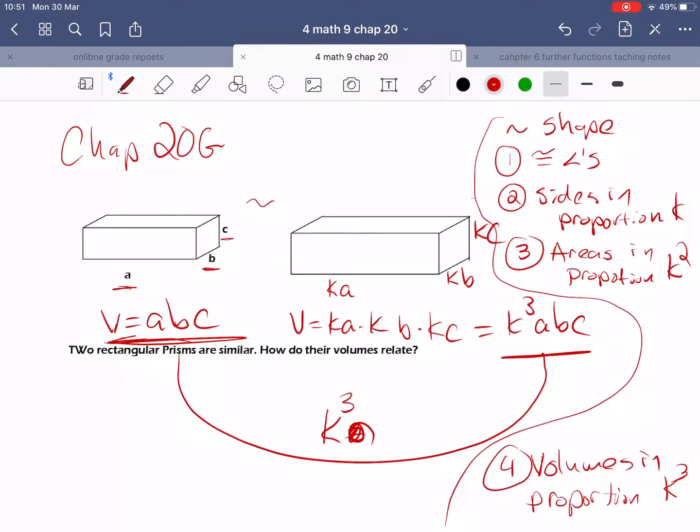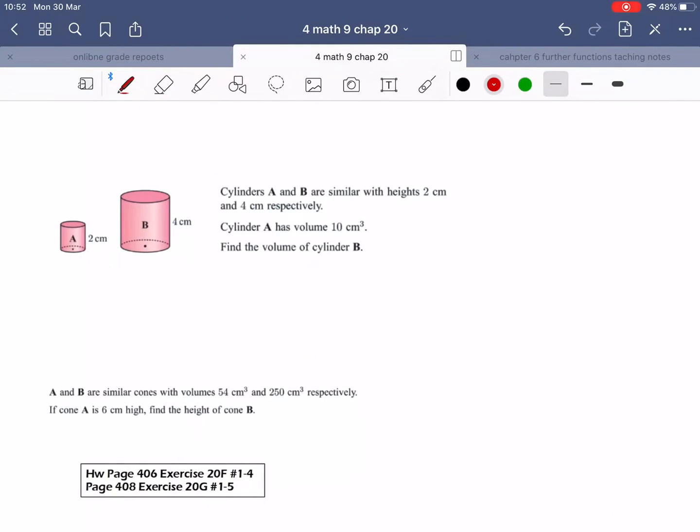So if you think about this, sides are in proportion K, and I talked about this on your last lesson, which was yesterday. Sides in proportion K, okay? Because there's one dimension when we talk about sides. Area, there's two dimensions. There's a length and a width. In volume, there's three dimensions, so it's length, width, and height. So all you got to do is figure out that K and then multiply it by that one.